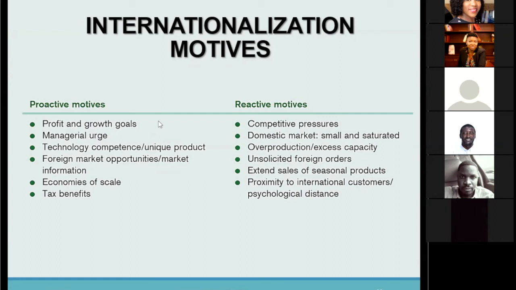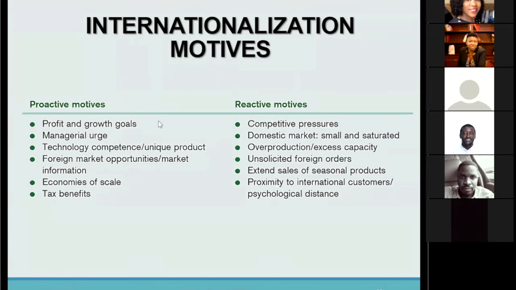And they will also be forced to react primarily because the domestic market has just become too small and saturated. They are producing too much that the domestic market cannot consume it all. And therefore, they need to look elsewhere to dispose of the excess that they have produced. They would look outside for new markets that could potentially take the excess production, which the small, saturated domestic market can no longer absorb.